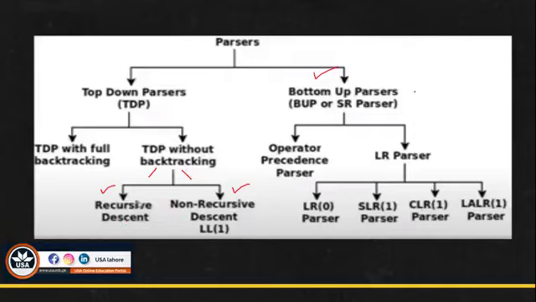Now in this lecture, we will talk about the bottom-up parser, which is also called SR parser. SR means shift reduce parser. The bottom-up parser is further subdivided into two main subcategories: first, operator precedence parser, and second, LR parser. Then LR parser is subdivided into four types: LR0 parser, SLR parser, CLR parser and LALR parser. In today's lecture, we will talk about the operator precedence parser.